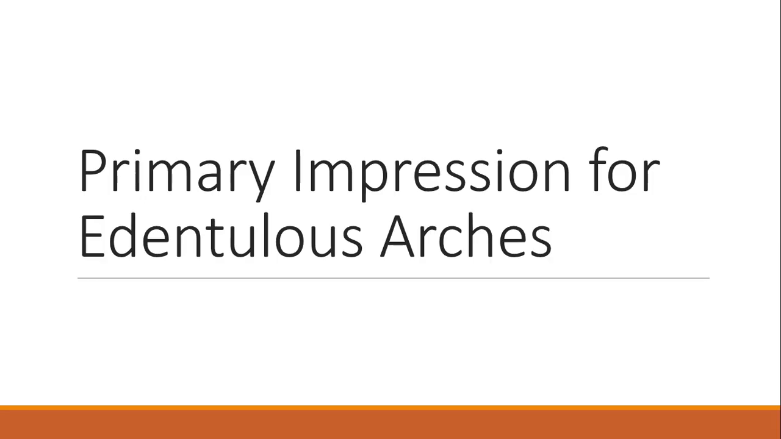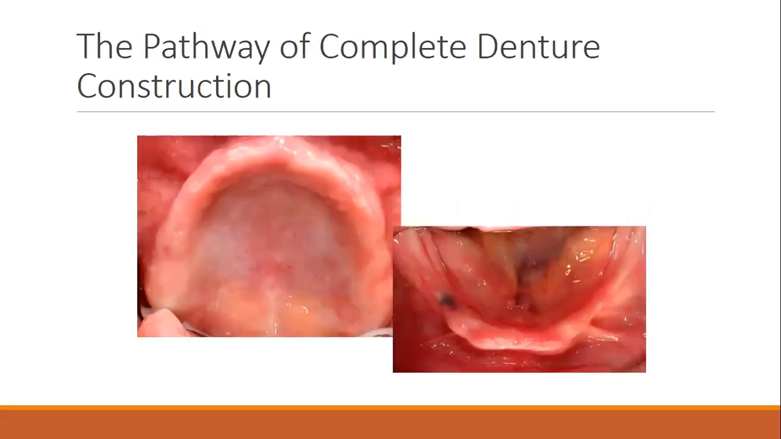My beloved third year students, today we will be talking about primary impression for edentulous arches. Previously, we have talked about anatomical landmarks of edentulous patients in the upper and in the lower arches. And we've talked about the vocabularies that we will use in our prosthodontic module. But today we will be talking about how we will take a primary impression for these edentulous arches.